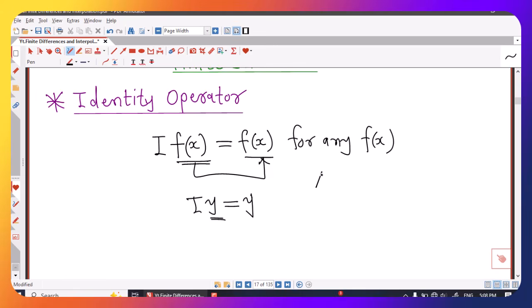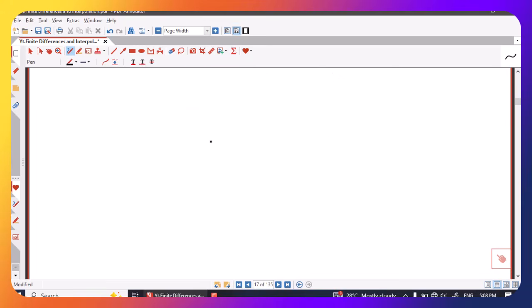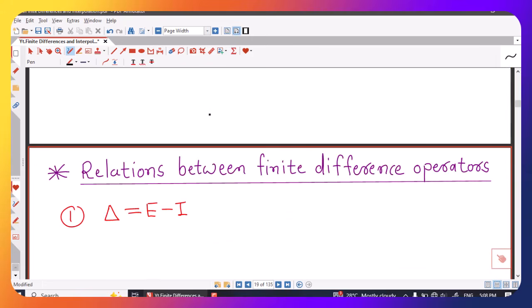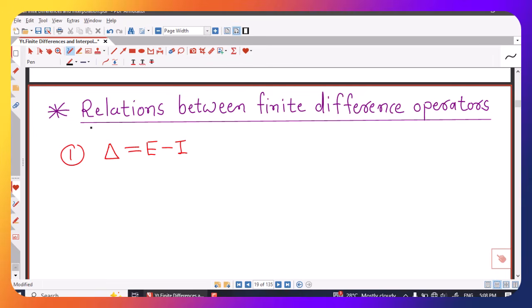And if we multiply the identity operator with any other operator which we have discussed so far, we get that operator back. Similarly, I into the shift operator is also equal to E. So the identity operator is defined in this way, and we are going to use it in proving relationships between finite difference operators. The first relationship we will prove is that delta is equal to E minus capital I.